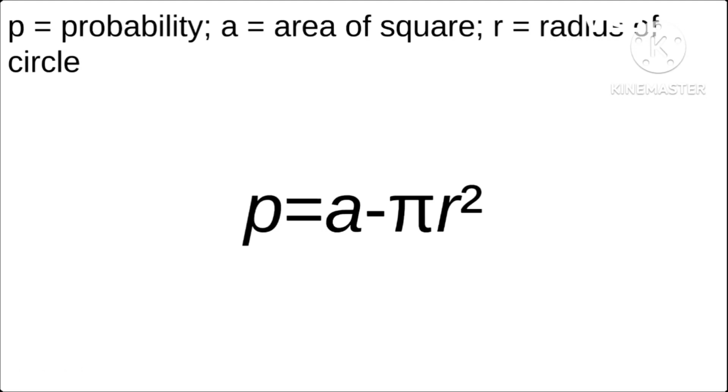Now, anyway, if you want to calculate the probability by hand, you usually use this equation. Probability is equal to the area of the square minus pi times the radius squared. What this does is it first figures out the area of the space outside of the circle by calculating the area of the square and then subtracting the area of the circle from it. And then after that, well, you get the probability of it getting inside of the circle.